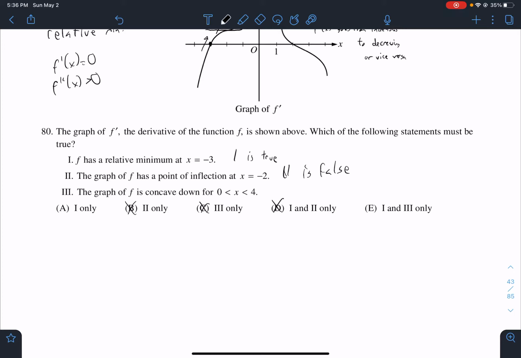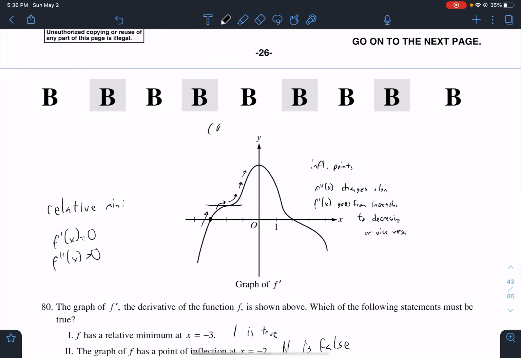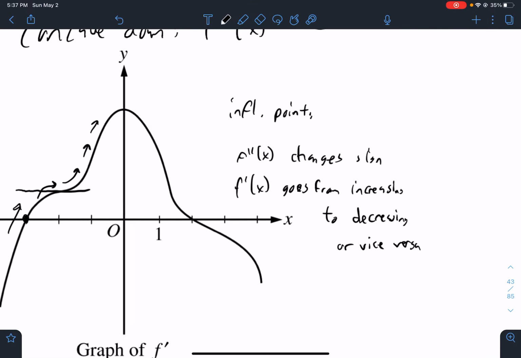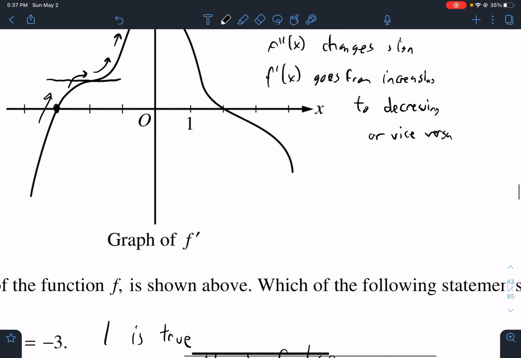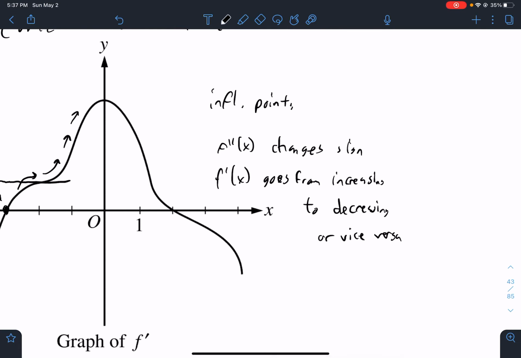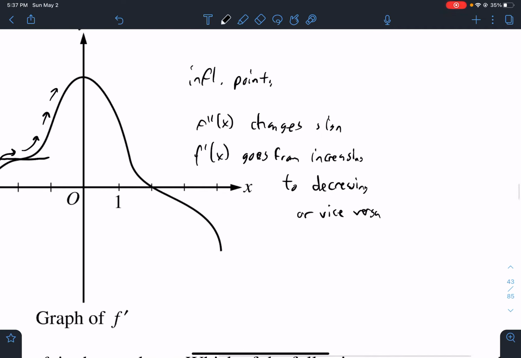So we just need to find out if 3 is true for us to decide between A and E. So what concave down means, it means that f double prime of x is less than 0. So we only care, in this statement, we only care about 0 to 4 of f of x. So we're going to ignore the left side of this graph, and we're going to look at 0 to 4, and we can notice that it's just a constantly downhill slope.